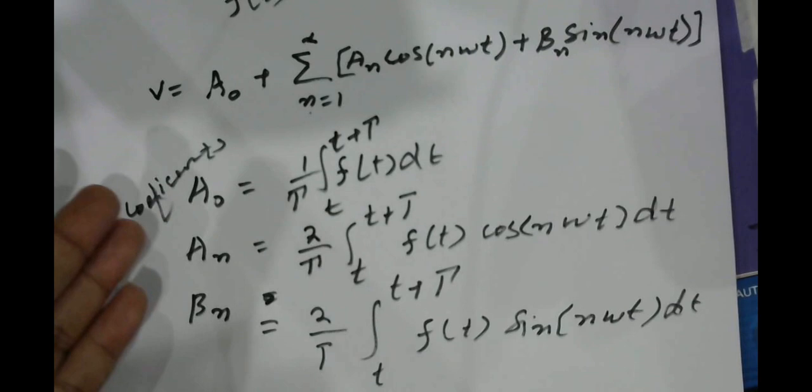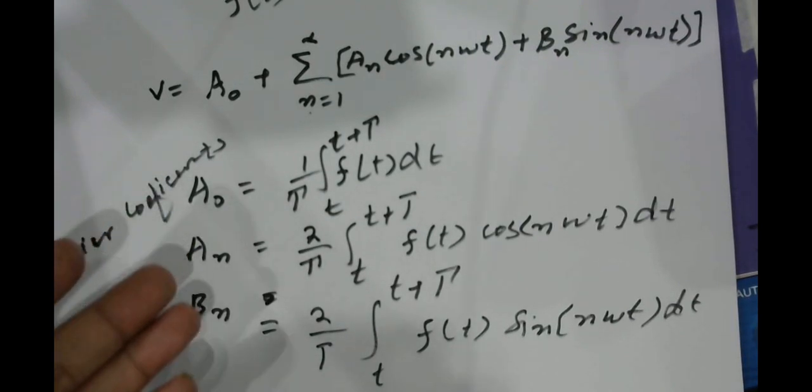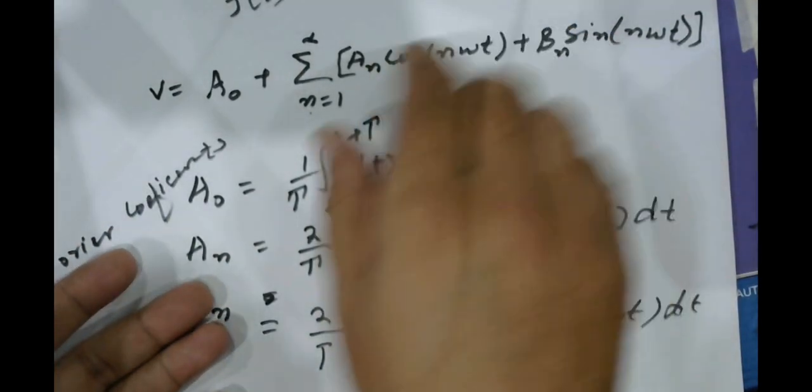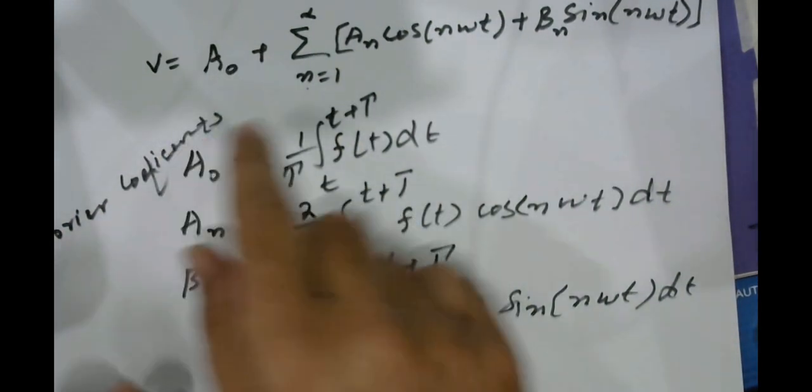And this is how you find. You just need to find out a naught, a n, and b n. You put it over here. You get your desired results. Okay. This a naught is nothing but just a DC value.